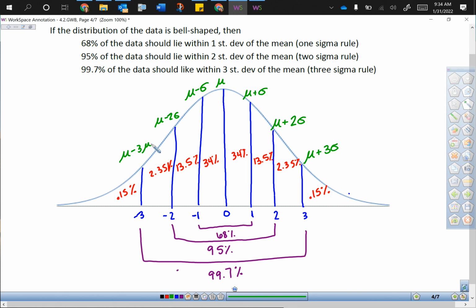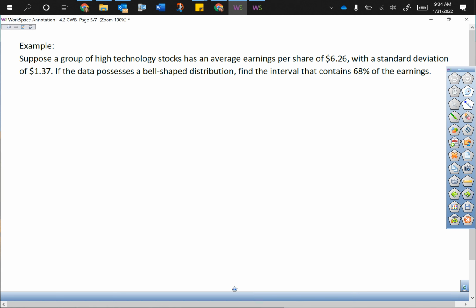Now, let's talk about problems where that's going to help me. How does this apply to statistics and how I'm going to use it? My first example down here says, suppose a group of high technology stocks has an average earnings per share of $6.26 with a standard deviation of $1.37. If the data possesses a bell-shaped distribution, find the interval that contains 68% of the earnings.